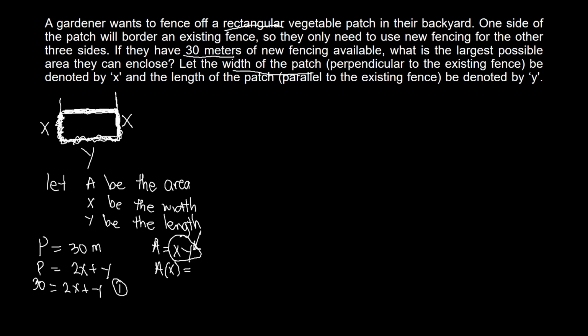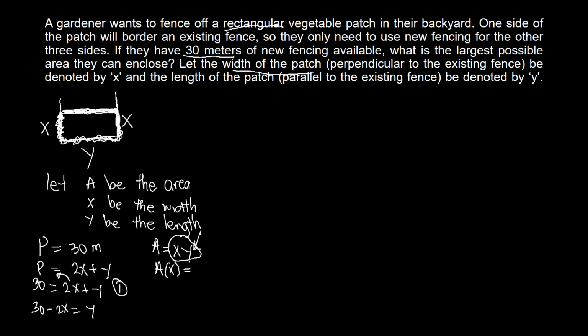So we need to replace the y by building from equation 1 the value for y in terms of x. So we move 2x to the other side by subtracting 2x from this side and also on the other side. That means we have 30 minus 2x, that will be equal to y.